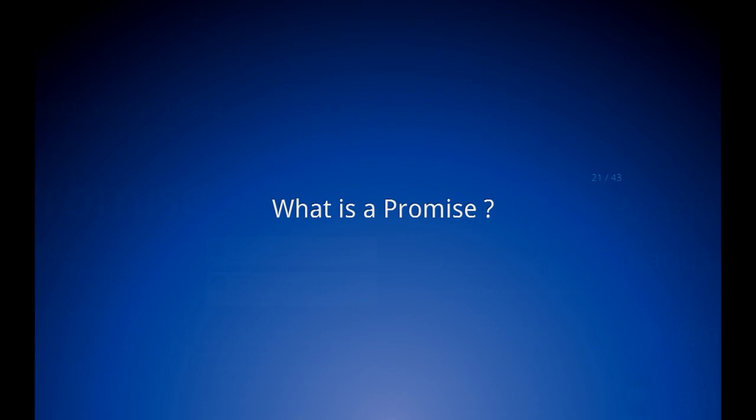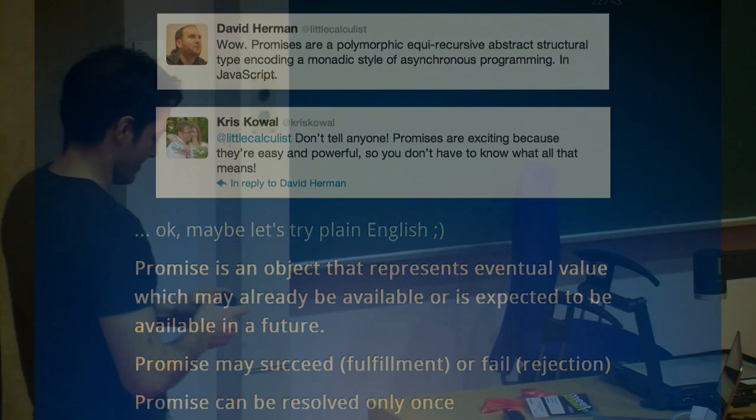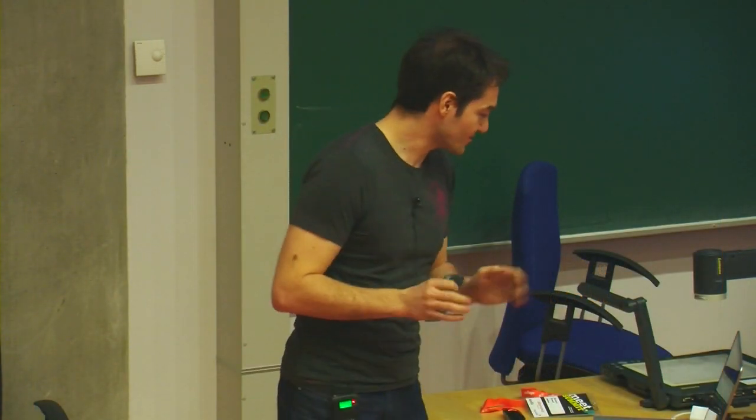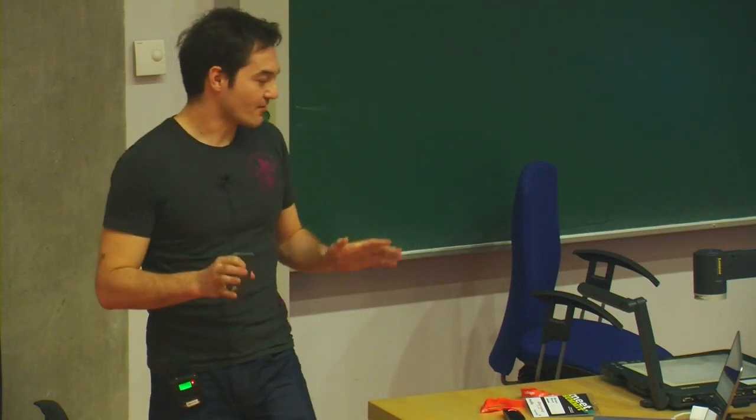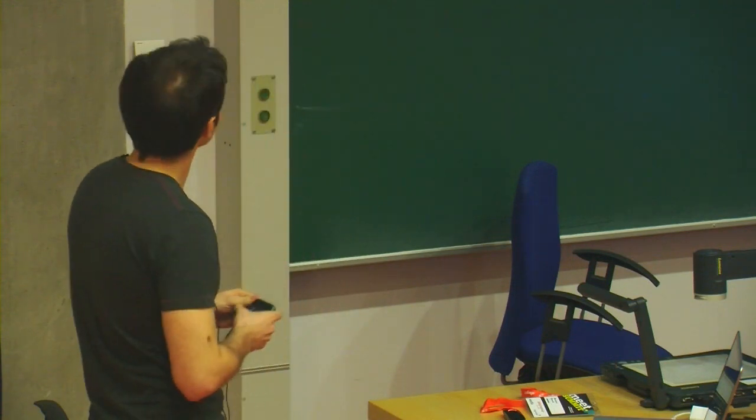What is a promise? This is a nice explanation: promises are polymorphic, equi-recursive, abstract structural types encoding a monadic style of asynchronous programming in JavaScript. I hope you understand that. Don't worry, you don't need to understand that. It's easy and powerful. You don't need to know what that means.